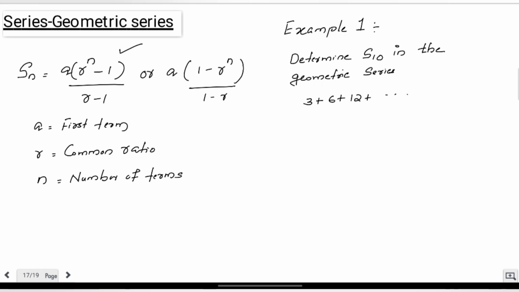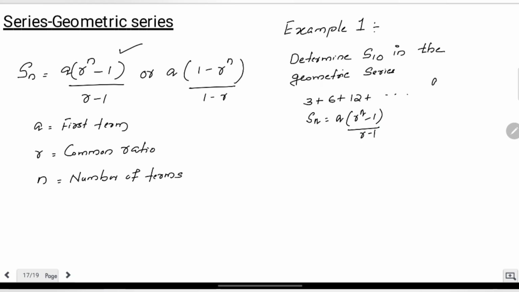Determine the sum of the first 10 terms in the geometric series 3, 6, 12, etc. So the first 10 terms are added, what will be the answer? It is given that it's a geometric series, or you can test: 6 divided by 3 is 2, 12 divided by 6 also 2. So it's a geometric series. Clear? So let me write the formula. What is the formula? Sn is equal to a times r to the power n minus 1 divided by r minus 1.